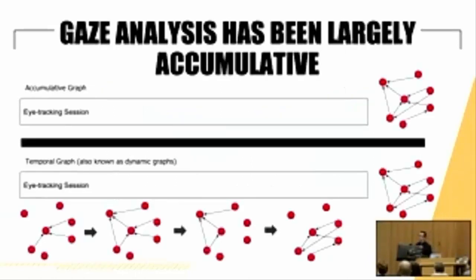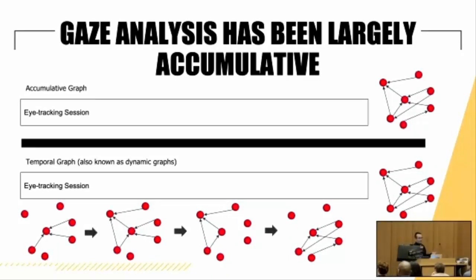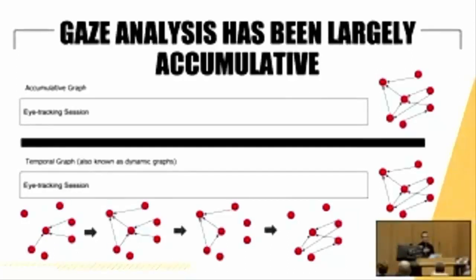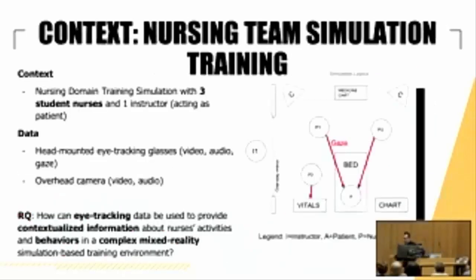What we observed is a limitation in gaze network analysis, where a lot of the graphs were computed and constructed at the end of the session. What we propose is to use a temporal graph, also known as a dynamic graph, where we take a more time series approach in which scan paths are generated throughout the whole scenario. Eventually, the goal would be to use these graphs to create personalized, timely feedback during the actual session.